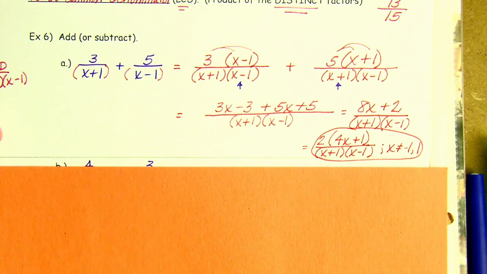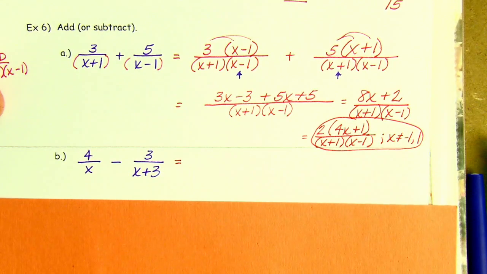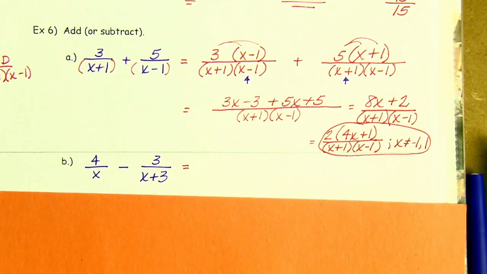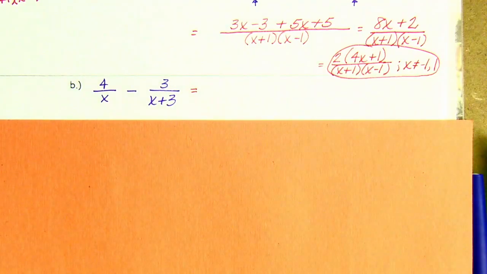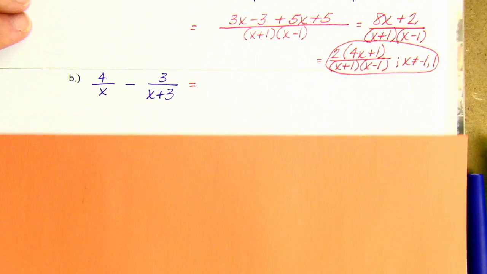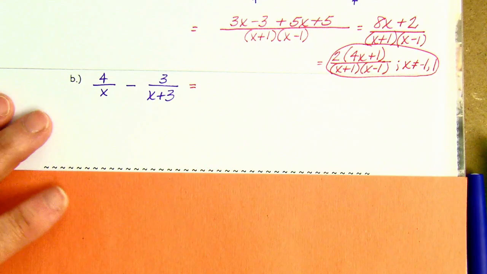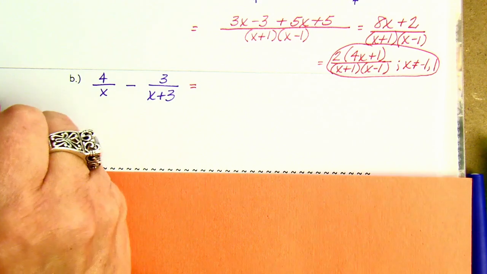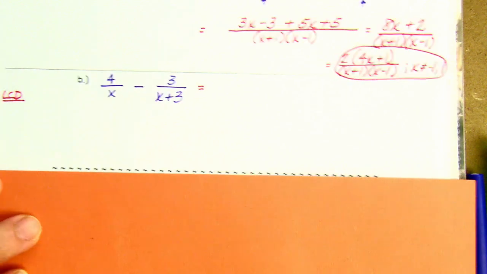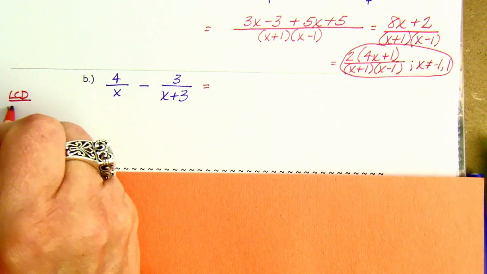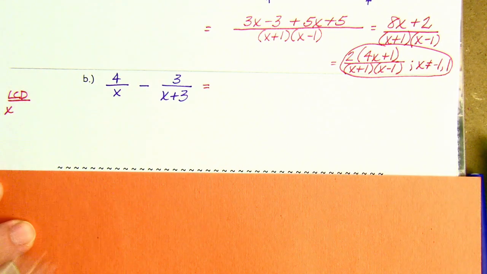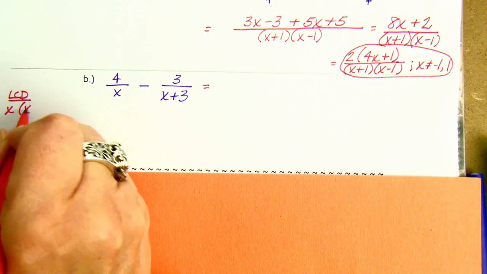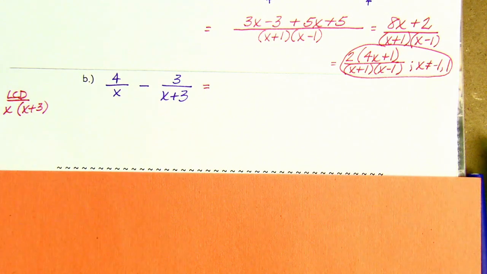Okay, the next example that we have, again, the denominators are different. I've got 4 over x, subtract 3 over x plus 3. And we're going to, once more, build our least common denominator. We need everything in the first denominator, which happens to be a monomial, just x. And the second denominator has a different denominator, quantity x plus 3. So my one common denominator here is x times the quantity x plus 3.